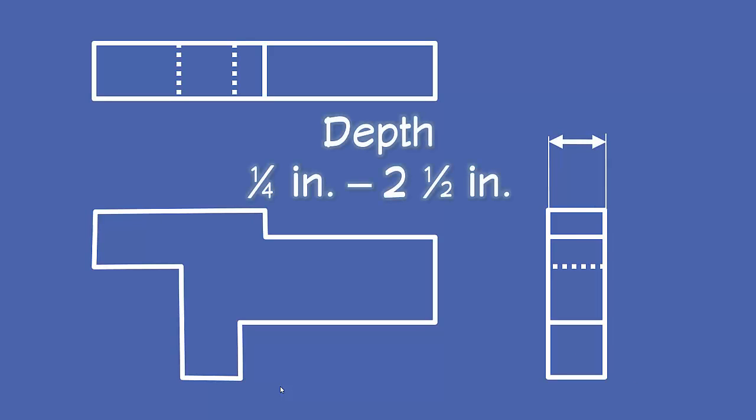For the depth of your widget, it should have no variations in depth. And the depth must be no less than 1/4 of an inch and no greater than 2.5 inches.